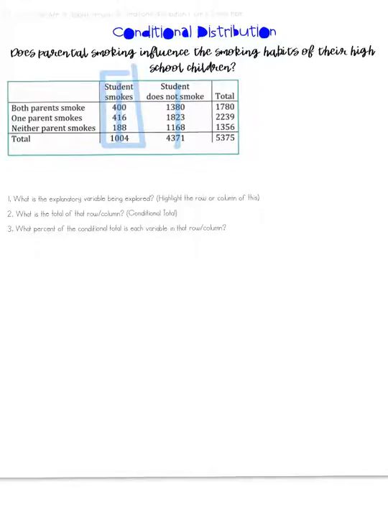So when I look at this, I don't care about the students who don't smoke right now because the condition is, does the student smoke? Yes. So I'm talking about these 1,004 students. How do they break down? Both parents smoke: 400 of those 1,004. So I'm going to do 400 divided by 1,004, and I get 39.84%. So of the students who smoke, 39.84% have parents who both smoke.